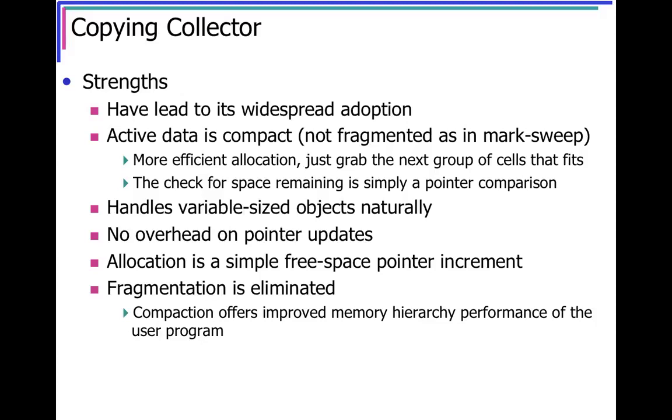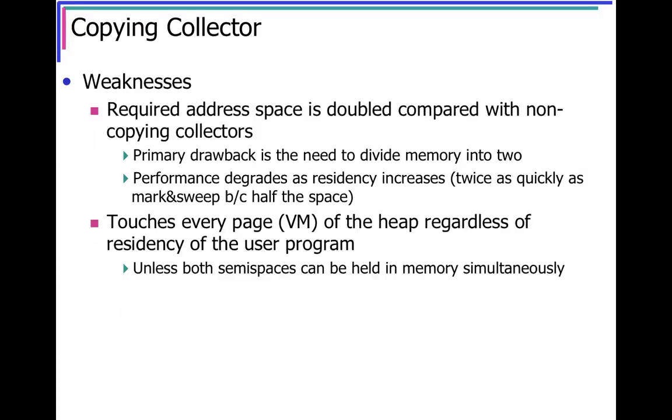Copying collection handles variable size objects naturally, as well as objects that have loops, so looped data structures are handled. It also handles pointer updates with no overhead. Pointer updates in the program itself don't have to be modified in any way. Allocation is a simple pointer increment, and we eliminate fragmentation, as mentioned earlier.